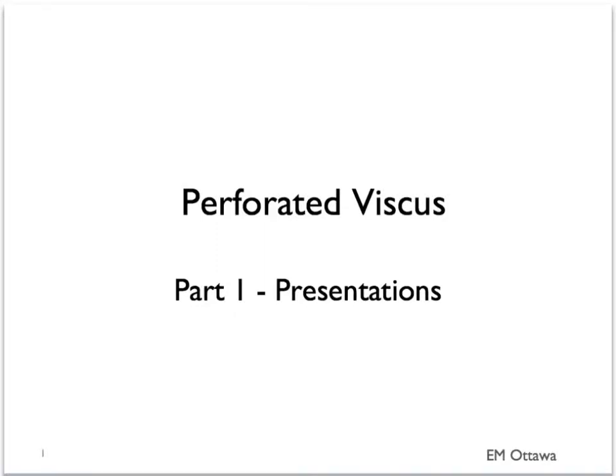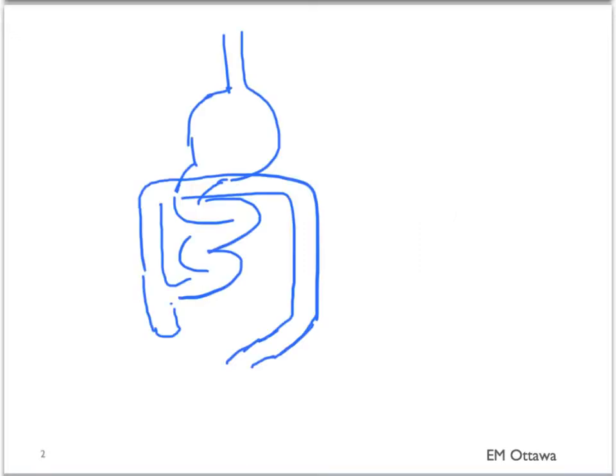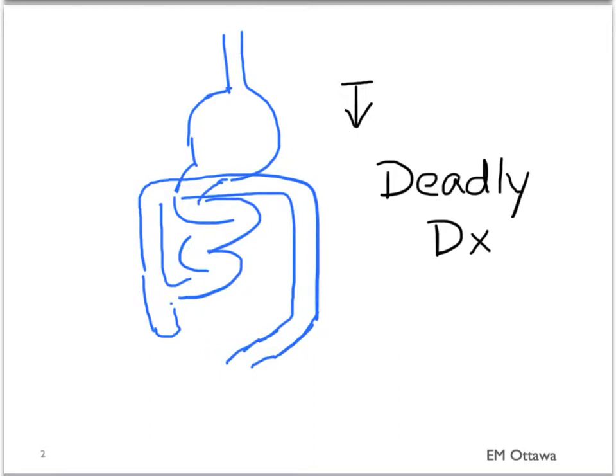This video is about perforated viscus. We'll first discuss the causes and presentations of the patients with a perforated viscus. The definition of perforated viscus means a perforation of the GI tract, usually from the stomach all the way down to the end. This is a deadly diagnosis since the bacteria from the gut can quickly spread and produces sepsis.